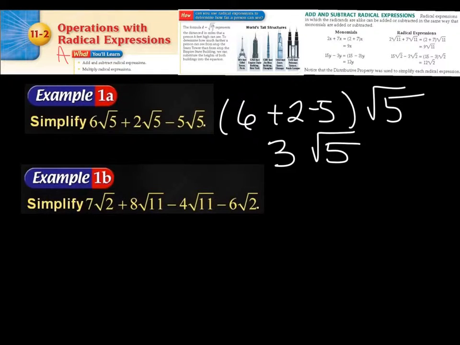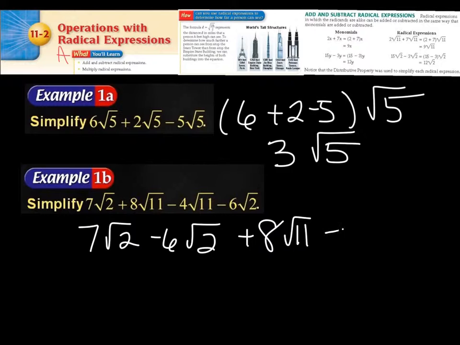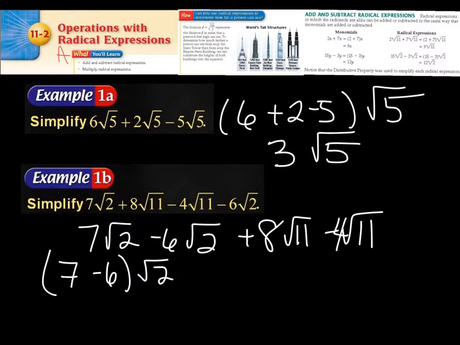On this one, we can group the likes together first. Using the commutative property of addition, we can switch order if we like. And then if you want, you can use the distributive property. But honestly, I usually skip that step.